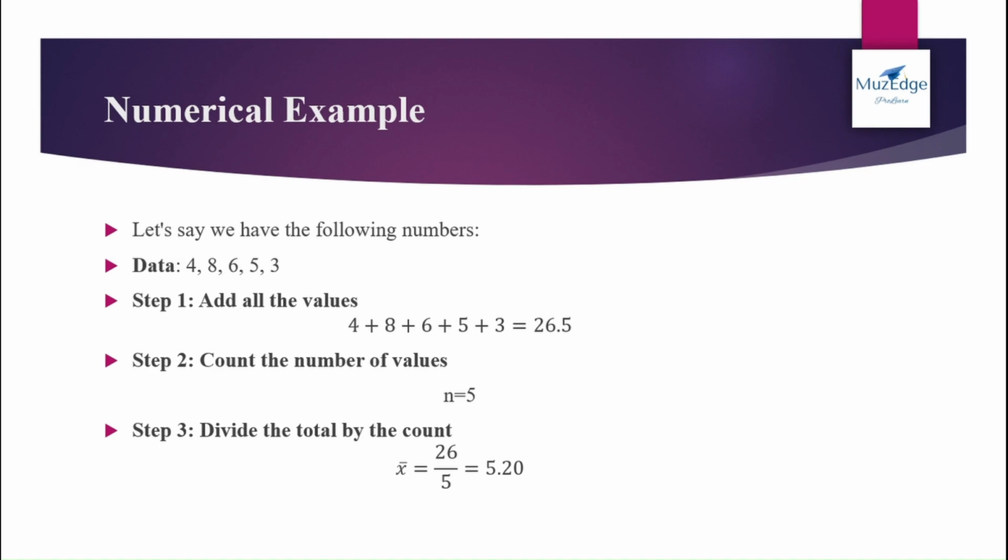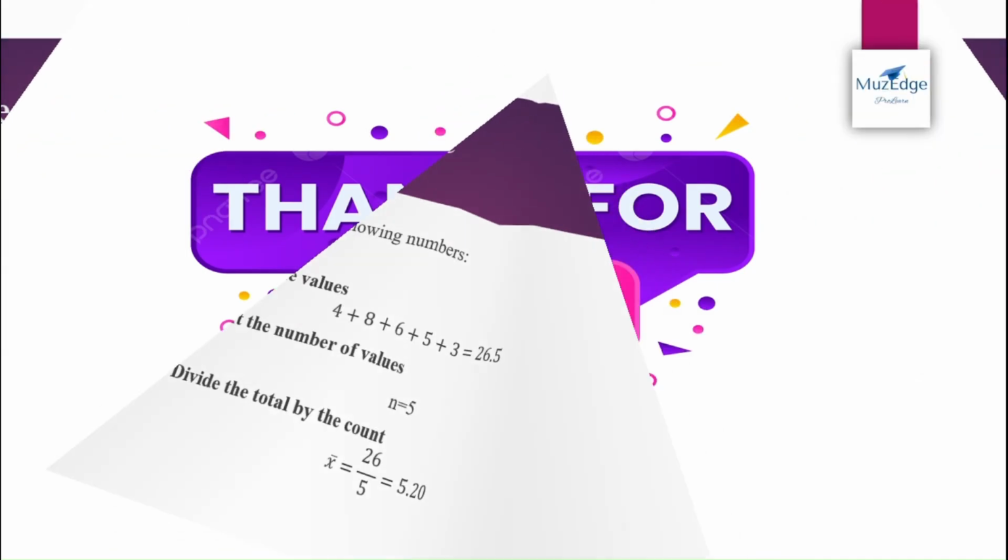Step 3. Divide the total sum by the number of values. That's 26 divided by 5, which gives us 5.2. So, the mean of this dataset is 5.2. And that's how you calculate the mean. It's a simple but useful tool to understand data.